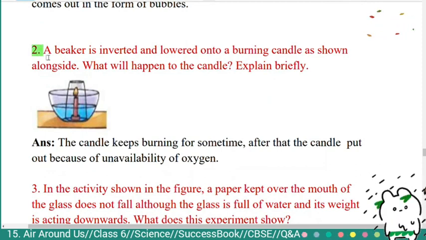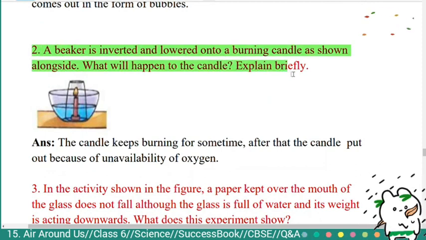Second question, a beaker is inverted and lowered onto a burning candle as shown alongside. What will happen to the candle? Explain briefly. Answer, the candle keeps burning for some time. After that the candle is put out because of unavailability of oxygen.